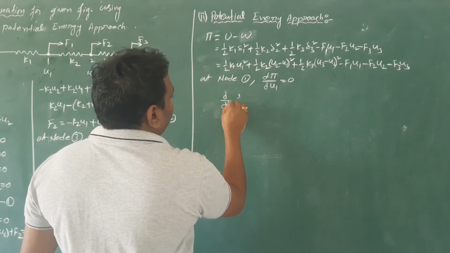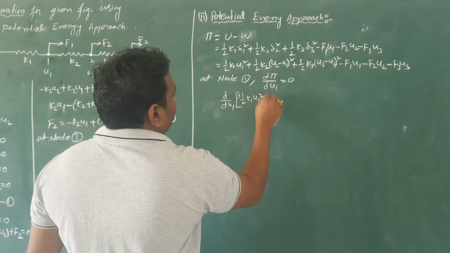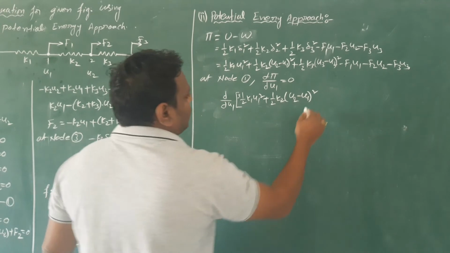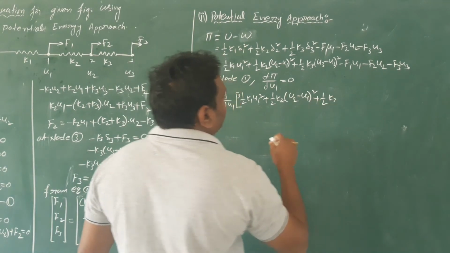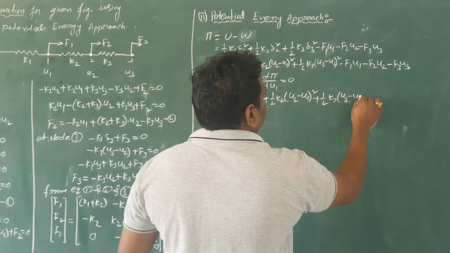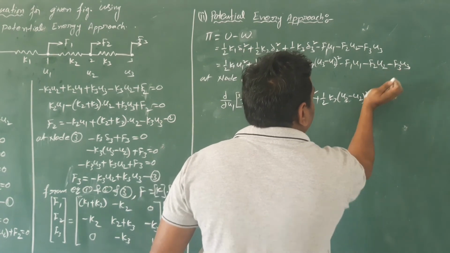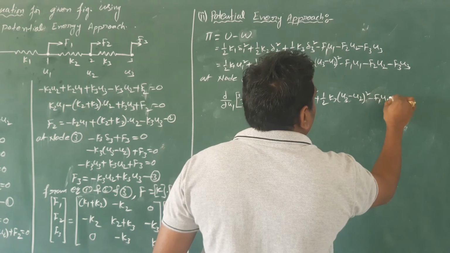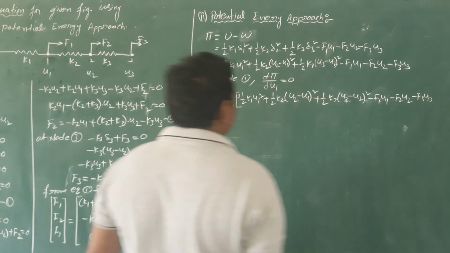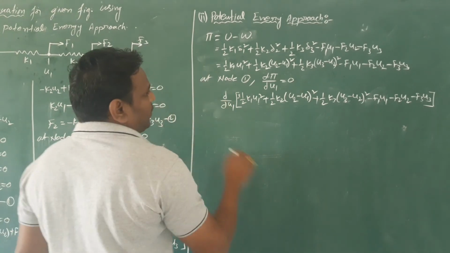∂/∂U1 of π, whose value is 1/2 K1 U1 square plus 1/2 K2 (U2 minus U1) whole square plus 1/2 K3 (U3 minus U2) whole square, minus F1 U1 minus F2 U2 minus F3 U3. Okay, now it is equal to 0.